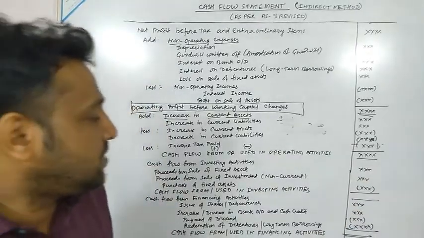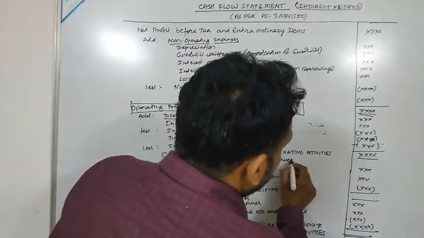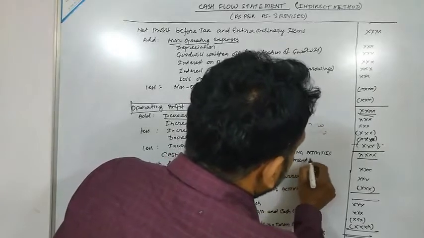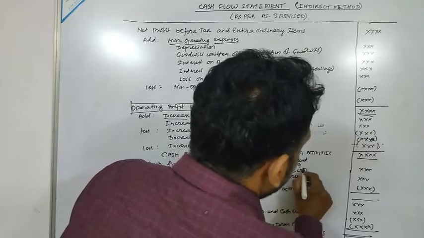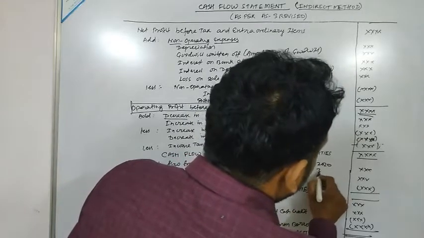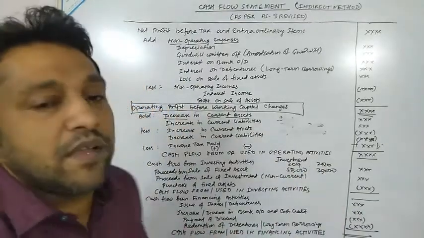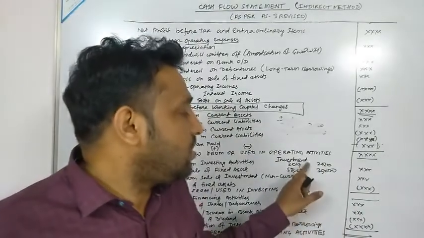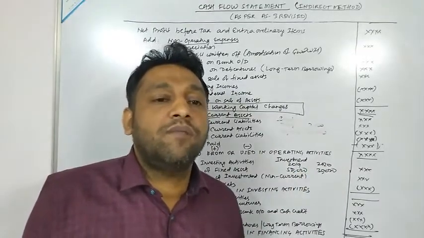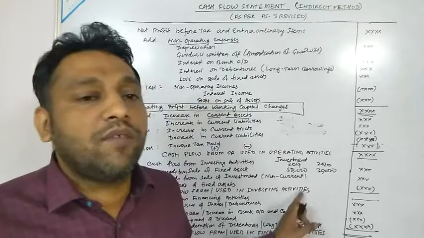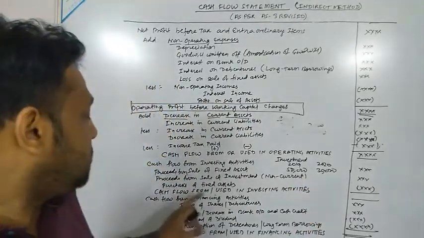For example, suppose your non-current investment value has been given, say in 2019 it is 50,000, and in 2020 it is 30,000. That means in 2020 the value has decreased, so there has been a decrease in your non-current investment. Decrease means we will assume that we have sold the investment. So what will be the sale of investment? The figure would be how much? 20,000.